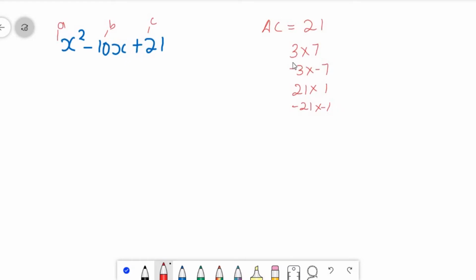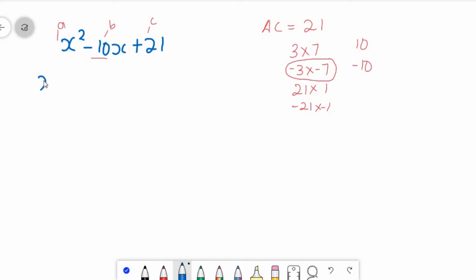So the next step, we have to see which pair, when we add them, would give us negative 10. So 3 plus 7 gives us 10. Negative 3 plus negative 7 gives us negative 10. So right here, we realize that this is the pair that we're going to be replacing the b value with. So when we rewrite this equation, instead of writing negative 10x, we will now replace it with negative 3x and negative 7x.